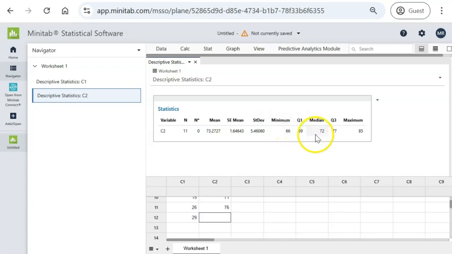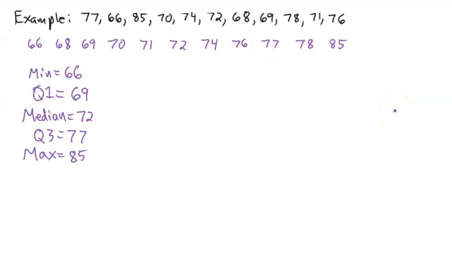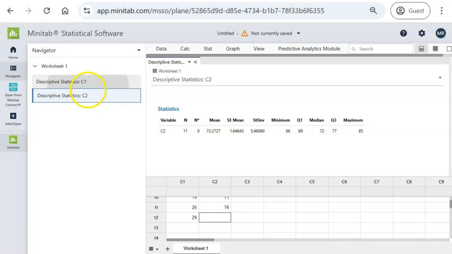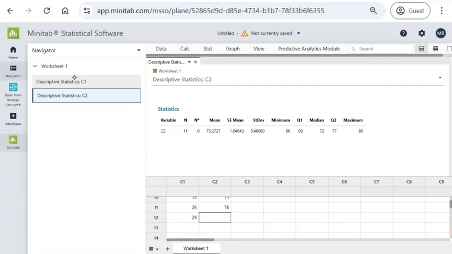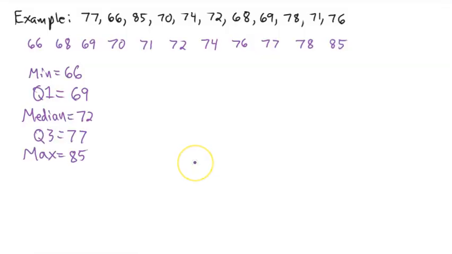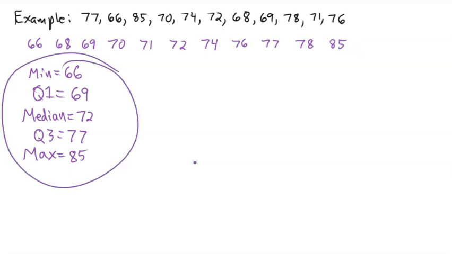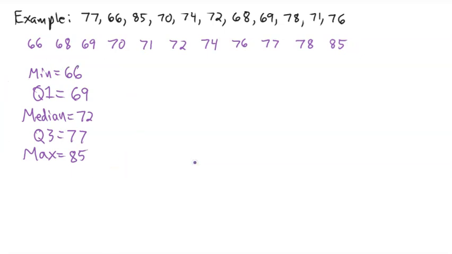66, 69, 72, 77, 85. I think that's actually the same as what we had before. Let's see, 66, 69, 72, 77, and 85. Yep, that's exactly the same. Okay, so in this example, Minitab gave us the exact same 5-number summary as the one that we got when we did it by hand. Okay, let's do one more example.